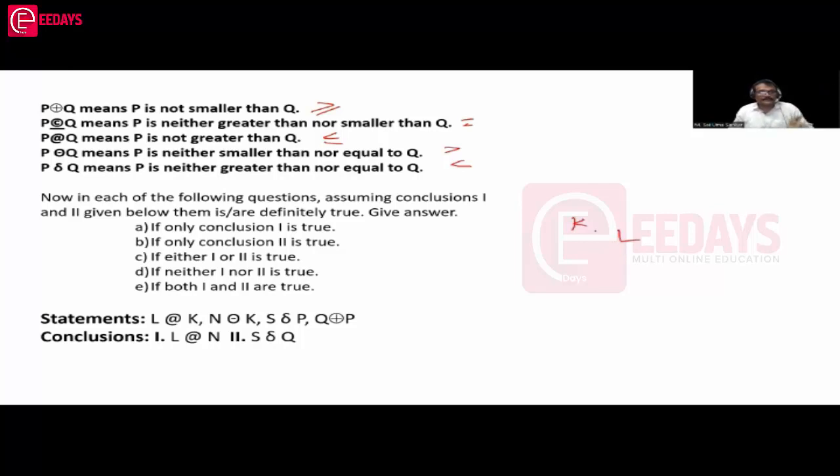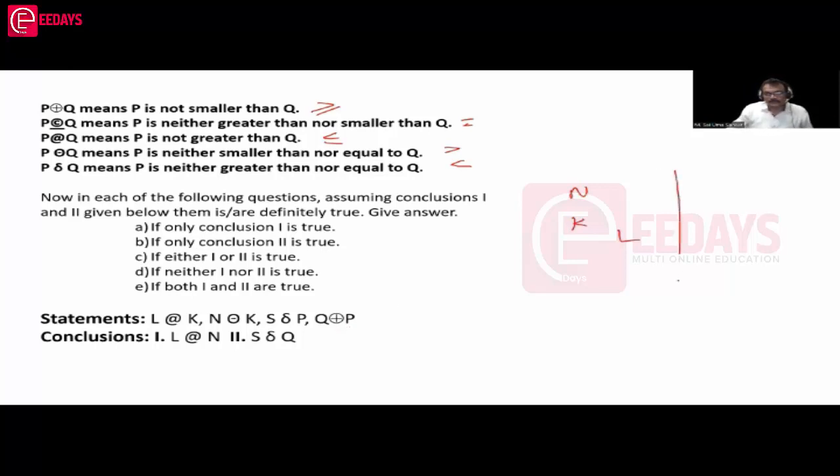So, there is a diagonal line between K and L, right? Now, you choose which is related to either K or L. Here, N and there is a relation between N and K. Here, N is greater than K, right? Now, there is a vertical line between N and K. And next, S is less than or equal to P. Leave it. And P and Q, that is another relation.